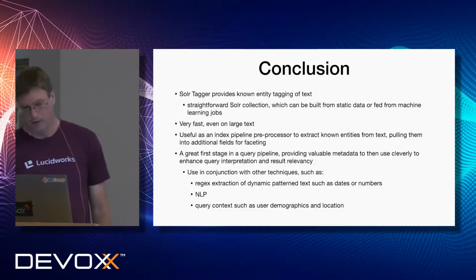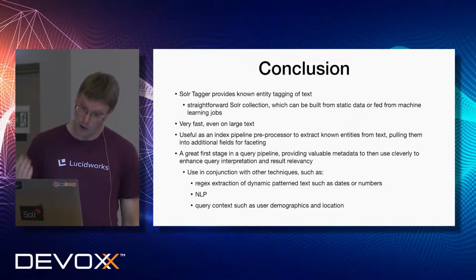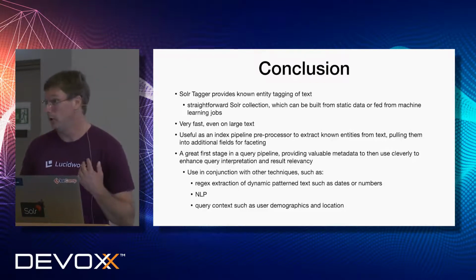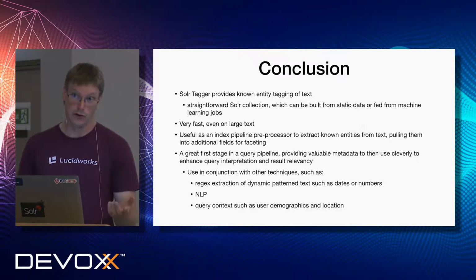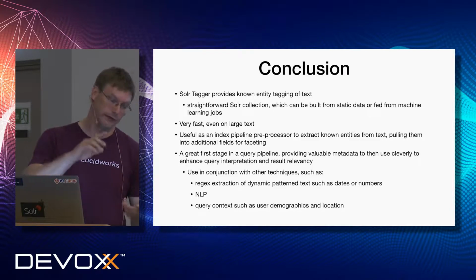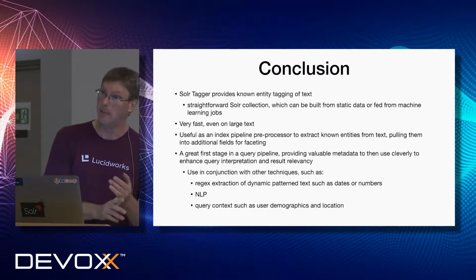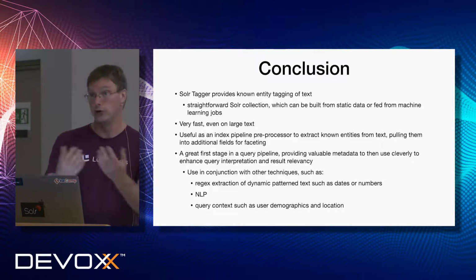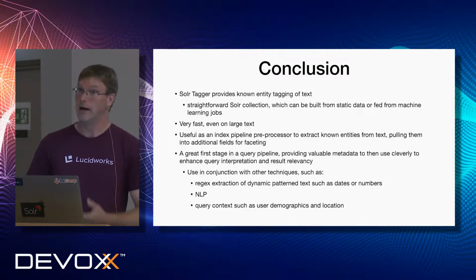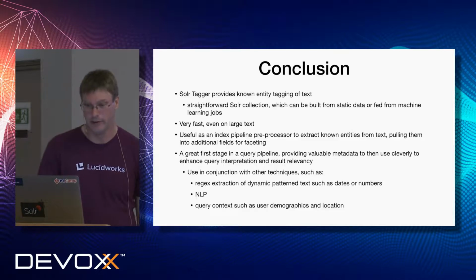All right, so let me just have some closing points here. The Solr Tagger provides known entity tagging of text. Sounds mundane, but again, you've got a large amount of things that you already know about in your domain. If you're e-commerce, you know colors, brands, categories, types of products that you have. Right? You have a lot of rich metadata about those things. Those things are what your users are going to type into your search box. You might as well recognize that and leverage that, knowing and doing some good query interpretation and understanding.